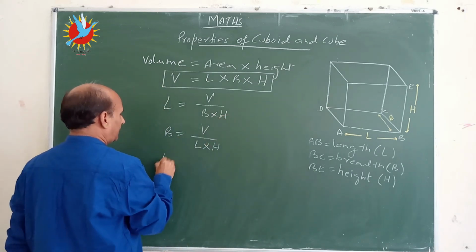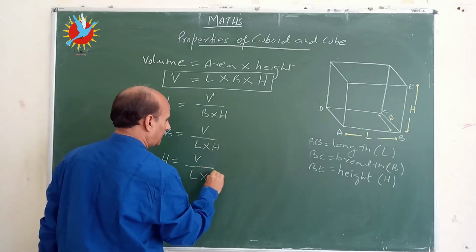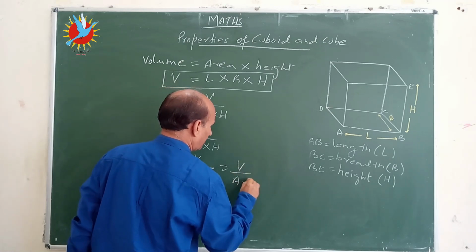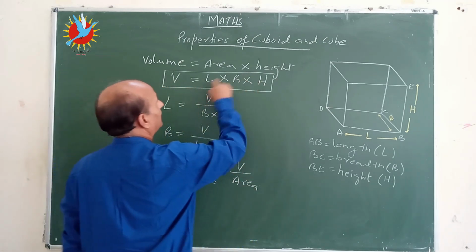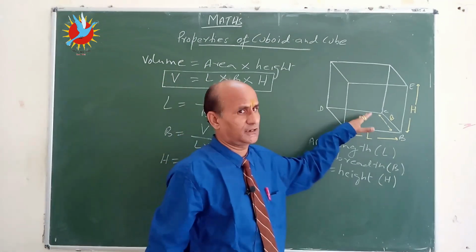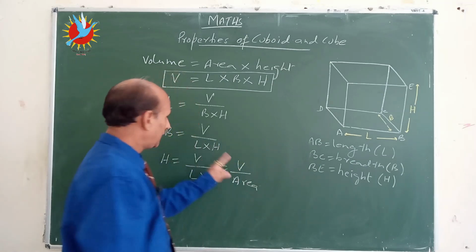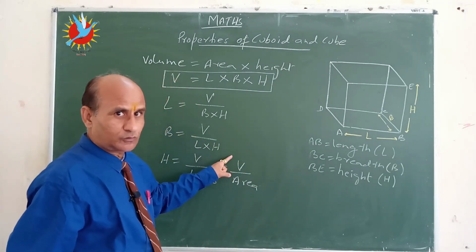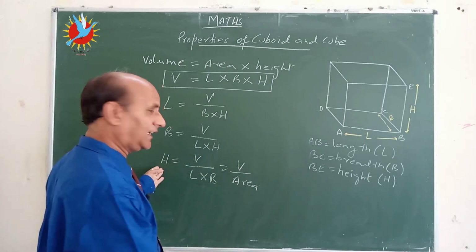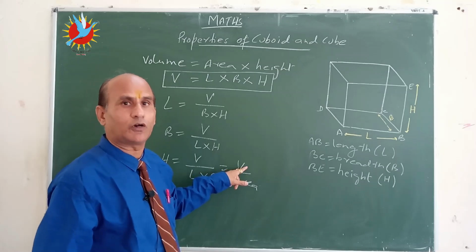And if you want to find the height, then it is volume divided by length multiplied by width. And this is also called volume divided by area, because length and width is area. Length into width is the area of the base. So if the area of the base is given and volume is given and you are asked to find the height, then you can divide the volume by area and you will get the height. The unit will remain the same as the unit of volume.